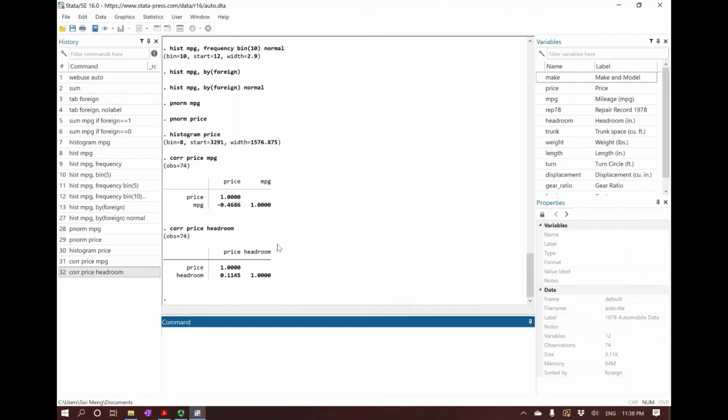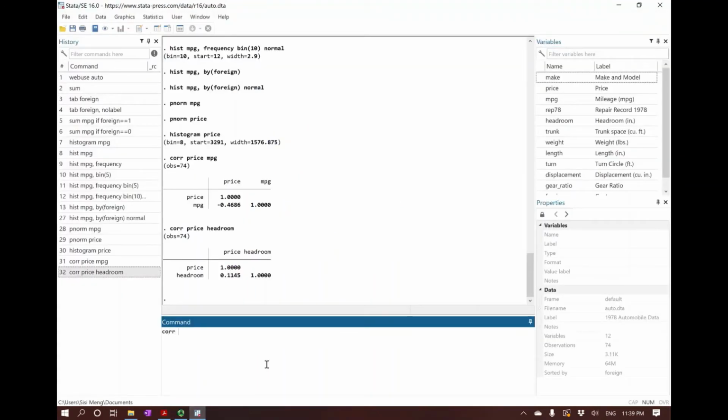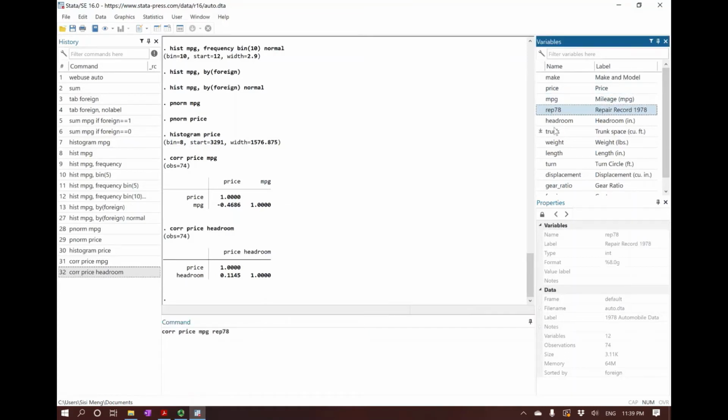So sometimes when you want to look at a bunch of variables and their correlation all together, you can continue to add more variables after this CORR command, and Stata will create a correlation matrix for you, and you can interpret all the quantitative variables and their relationships together in this matrix. So for example, let me just build a correlation matrix for all the quantitative variables I have in my data. So I'm just going to click all my quantitative variables.